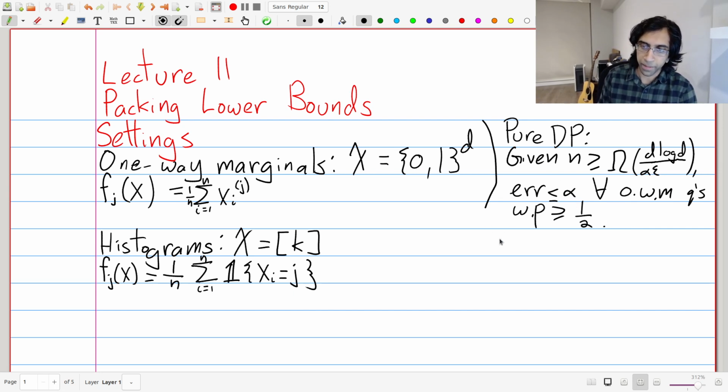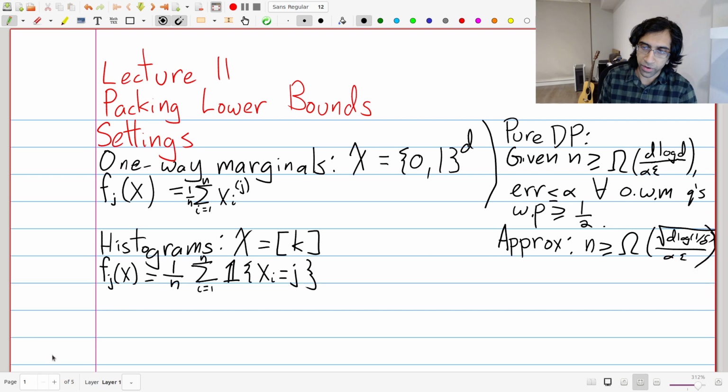So that's for pure DP. However, for approx DP, we saw something similar, except with a smaller n by a factor of square root d roughly. In particular, for approx DP, you could just use the Laplace mechanism again, but this time we use advanced composition, and that gives us the bound that we need n to be greater than or equal to square root d log 1 over delta, all over alpha epsilon.